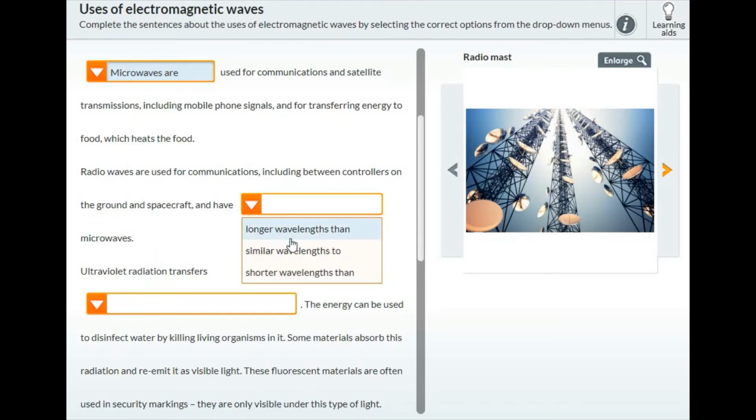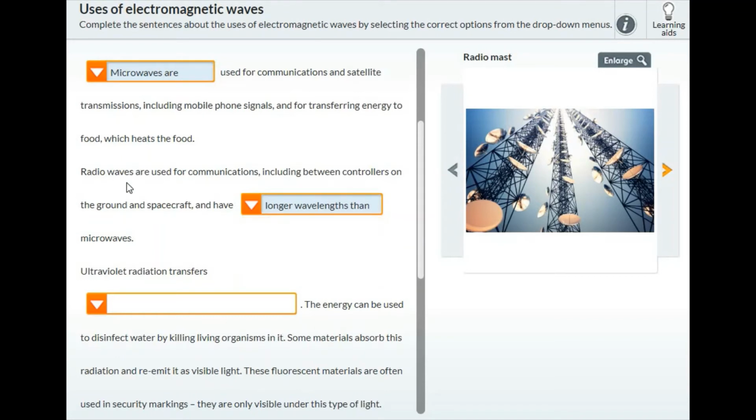So we're talking about the wavelength. Now you know the spectrum starts there with the radio wave, which is the longest wavelength part of the spectrum. And then it goes to microwaves, which are shorter wavelengths. So that means that the radio waves are longer than the microwaves.